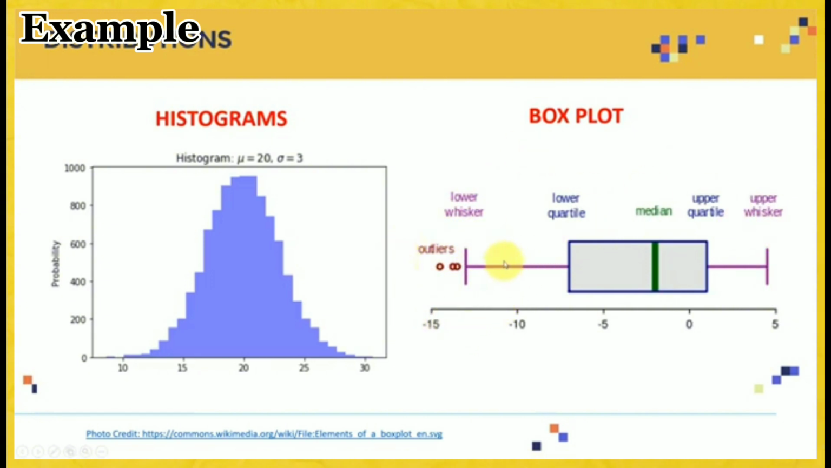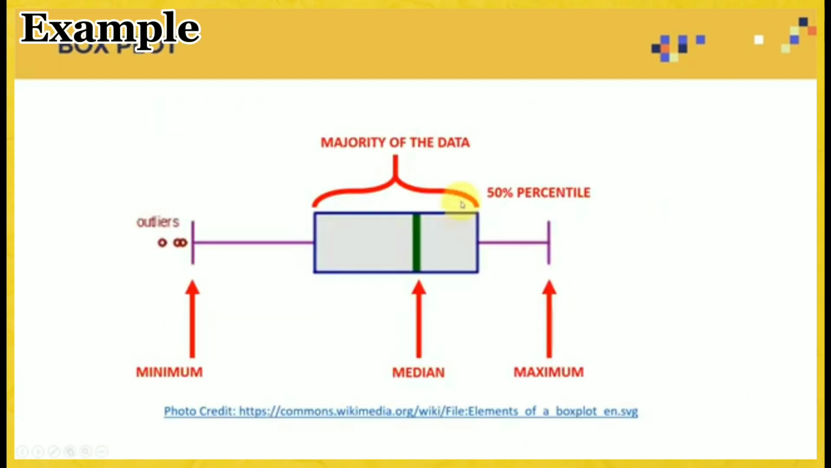Because I know box plots might be a little bit confusing, I decided to add a specific slide for box plots. It's actually pretty straightforward. For the box plots here, this line indicates the minimum value. This one indicates the maximum value. Here we have the median. This rectangle indicates the majority of the data, so the 50% percentile will be here. And any data here indicates the outliers.